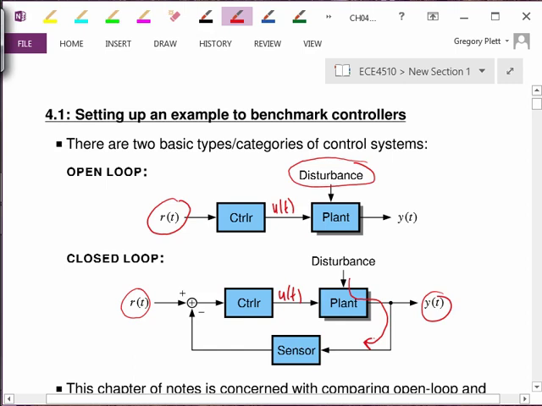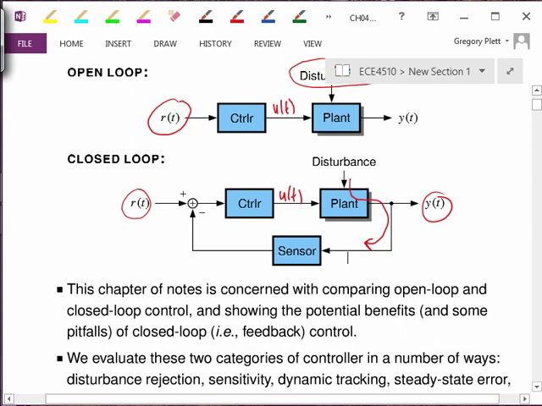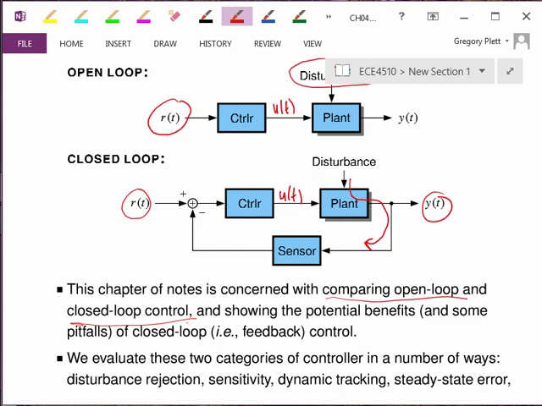So those are the two basic categories, and there's variations of both of those, but that's the general idea. Again, our goal in this chapter is to compare these two, compare open loop and closed loop control. We want to show why the feedback or closed loop control might be better, but also why it is not necessarily better, and why we have to be careful when we're designing closed loop or feedback controllers in order to ensure that in fact it's a robust and stable system when we're done.